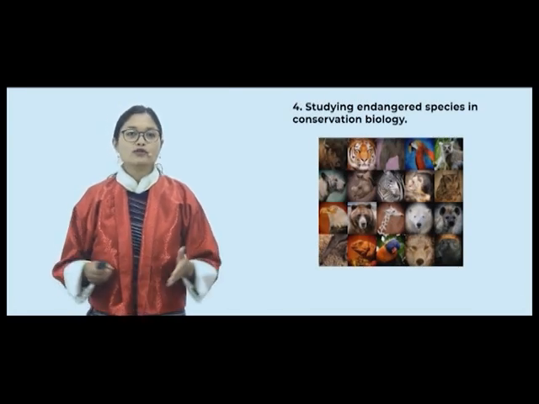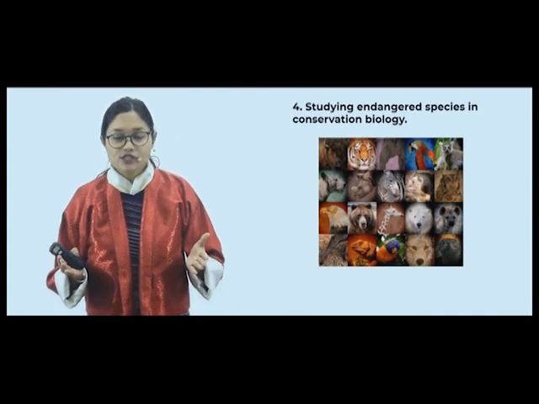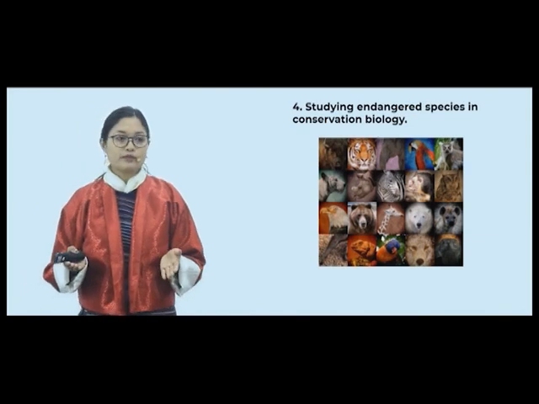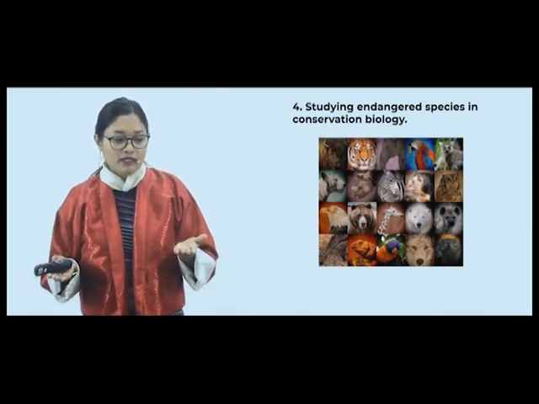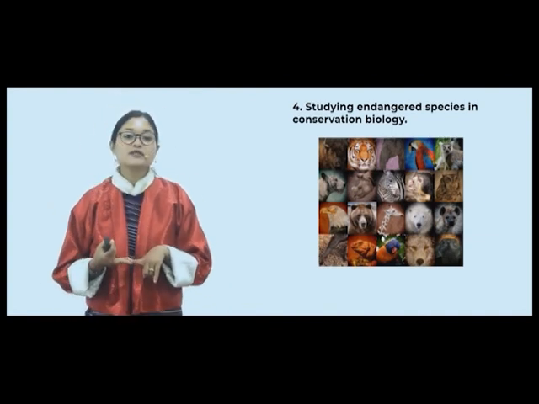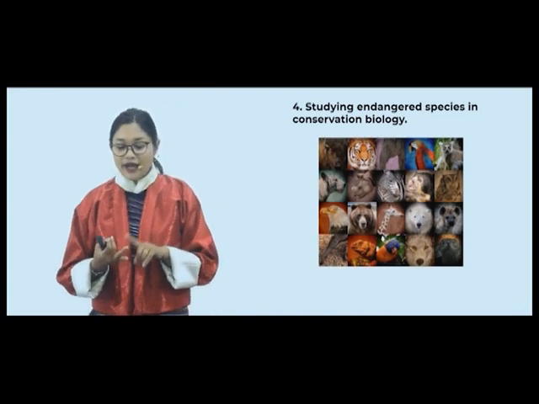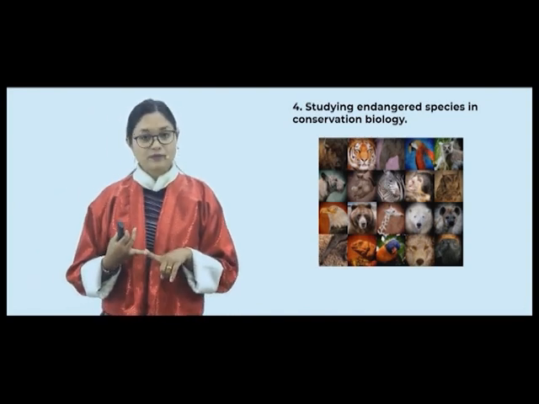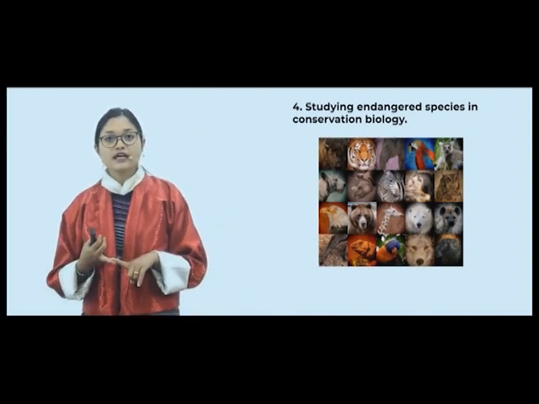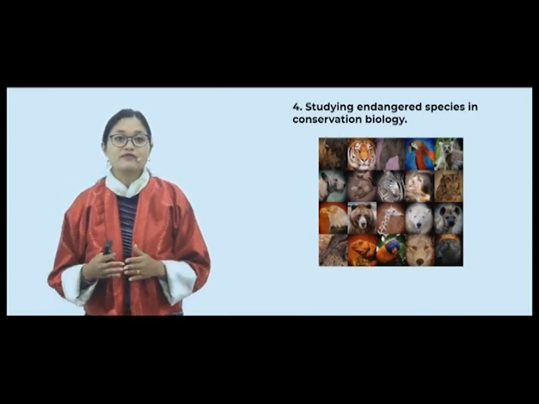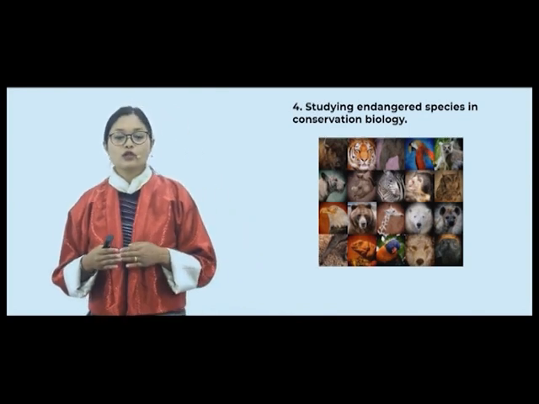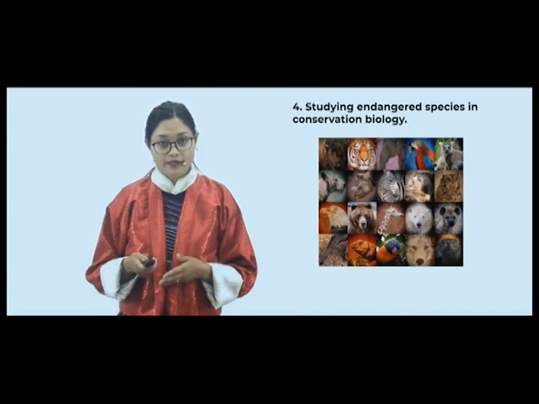This DNA fingerprinting is also very much useful in studying endangered species in conservation biology. It can be conservation of plants, it can be conservation of different species of animals. In biodiversity, to conserve the endangered species of plants and animals that are likely to vanish, we can study their genetic diversity through genetic fingerprinting, and we can look forward to conserving them in better ways.